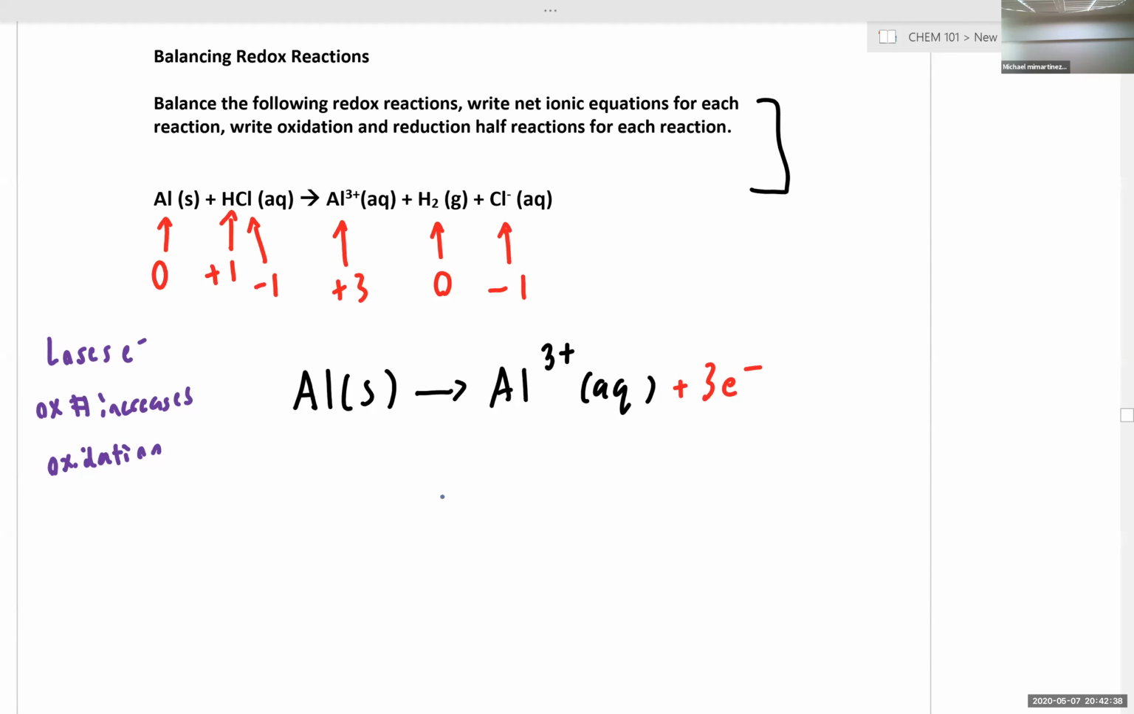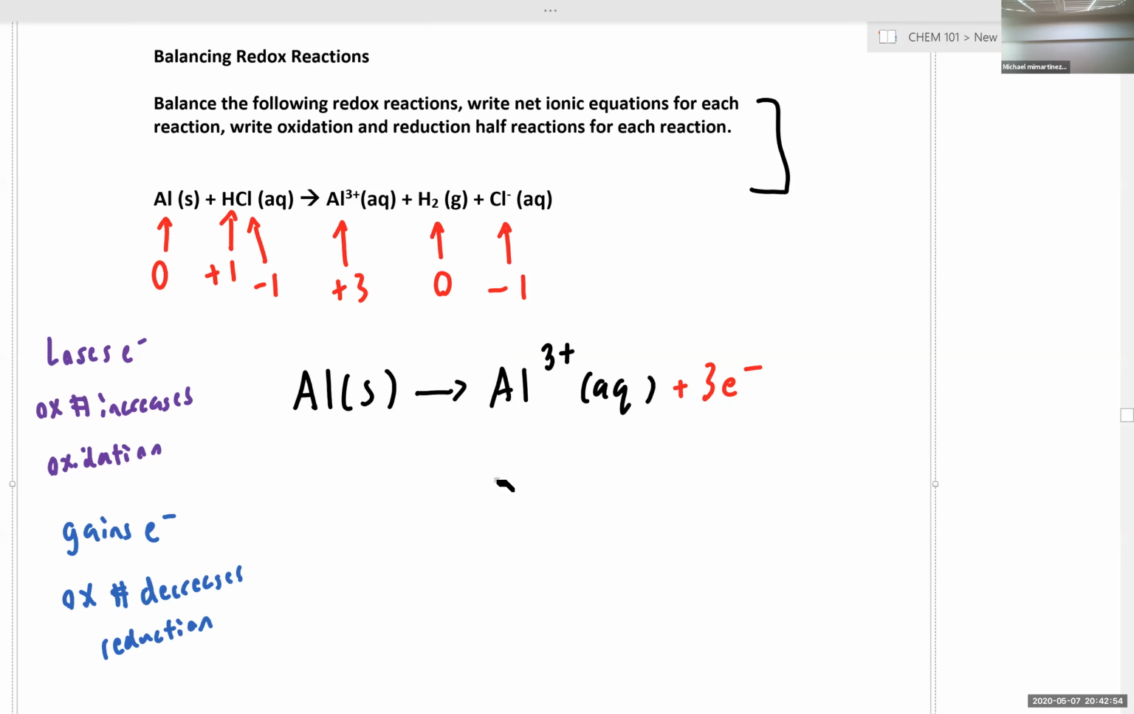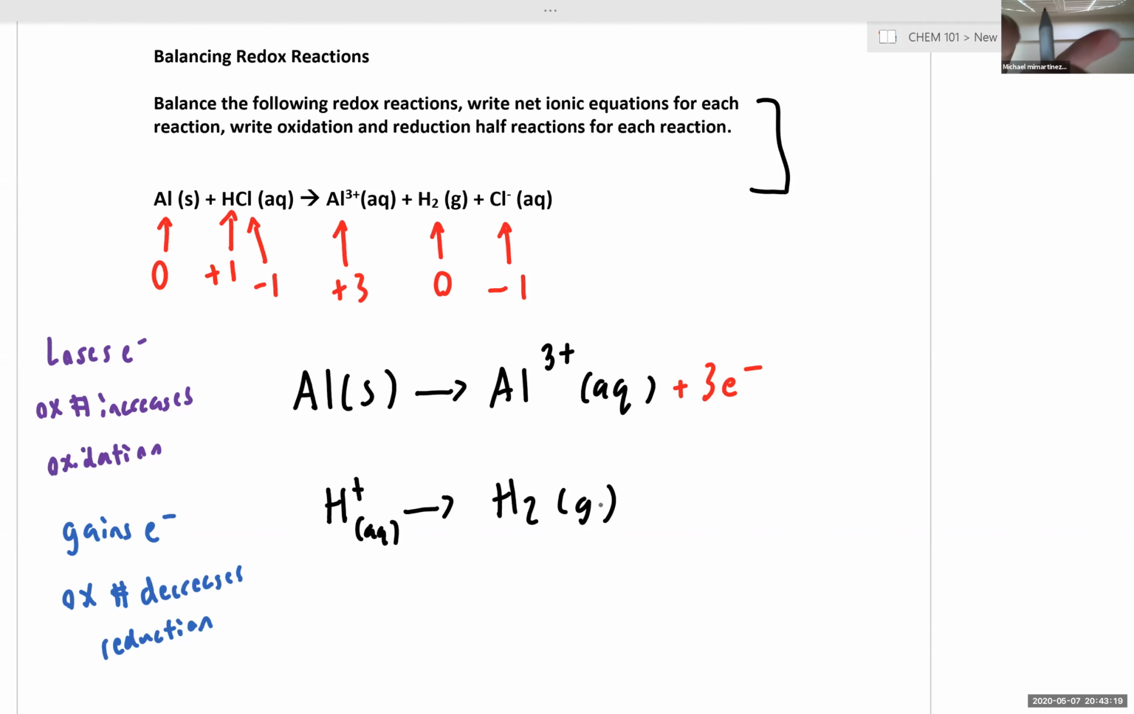Now let's try to identify what species gains electrons. What species is our oxidation number decreasing? We're looking at the reduction half reaction. So what species gains electrons? Hydrogen, yep. So we have H plus leading to H2. Now, before we go and count electrons, is this equation balanced in terms of atoms? No. So how many H plus atoms do we need? 2. Yep, perfect.